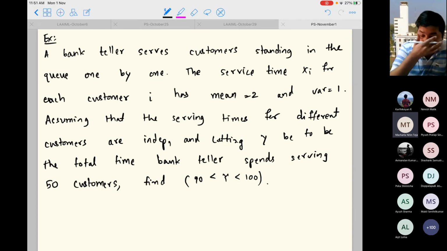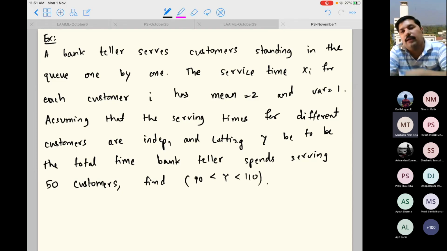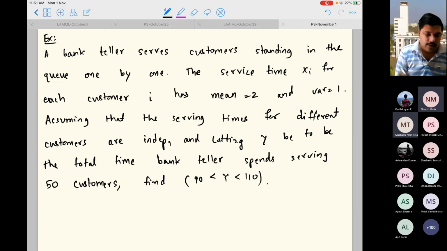Okay, and I want 90 less than y less than 110. It doesn't matter, but for symmetry I want 110. So how will you approach this problem? What will you do? Since n is sufficiently large at 50, we can more or less assume that it is kind of the standard normal distribution, after you transform it.